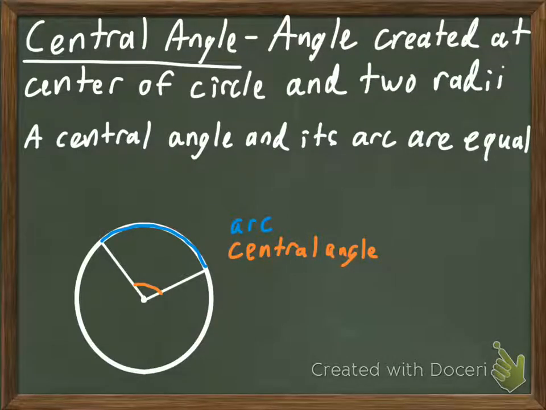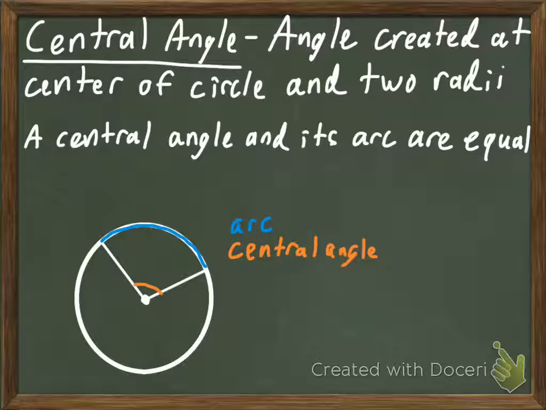So, what is a central angle? Well, the central angle in a circle is the angle that's created at the center of a circle by two radii. A central angle and its arc are also equal. So if we look here, we're at the center of our circle. We draw two radii, that creates this orange angle. That's called a central angle. And then we have the arc that connects the two radii there.